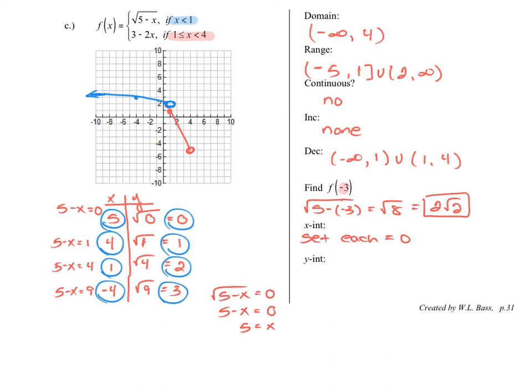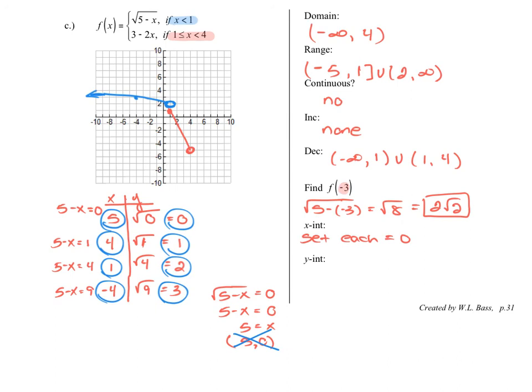Now, I'm going to need to go back and look at my graph because I've taken off parts of my graph. Do I actually have this point? Do I have the point (5, 0) actually on my graph? And the answer is no. Remember, we erased that part. So this does not count as one of my x-intercepts.